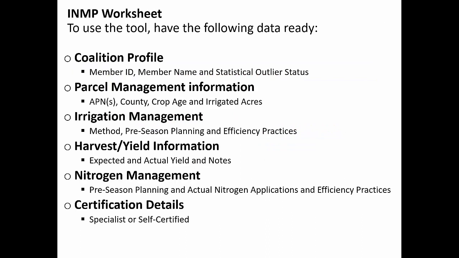This is the data that the tool uses. Each one of the highlighted tabs, coalition, parcel management, irrigation management, harvest and yield information, nitrogen management, and certification details, is entered in a tabular fashion. We're going to go through those tab by tab now.